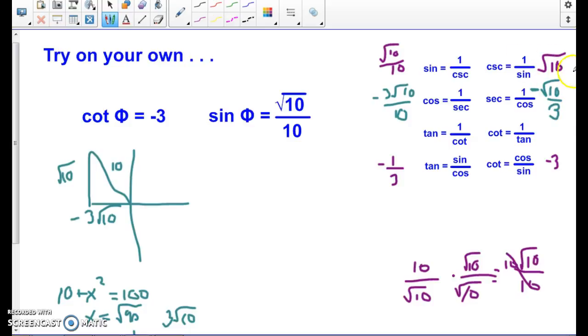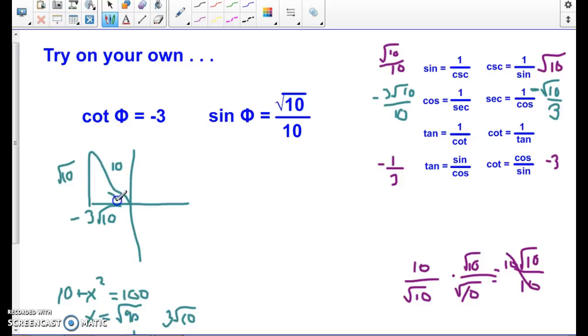You might be like, I didn't get root 10. Well, that's because I actually got 10 over root 10 for the cosecant. I rationalized. I multiplied by root 10 over root 10 and got 10 root 10 over 10. The 10s canceled, root 10. From there I said, well, I need a unit circle. So I said, what quadrant is tangent negative and sine positive? That would be the second quadrant.